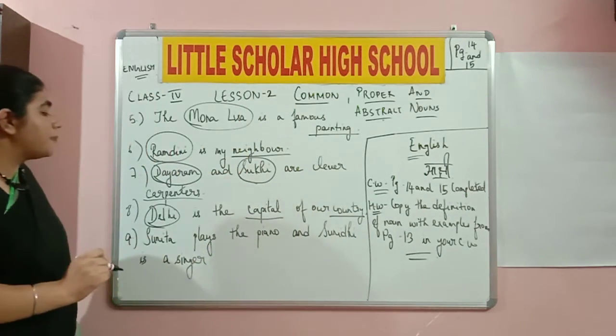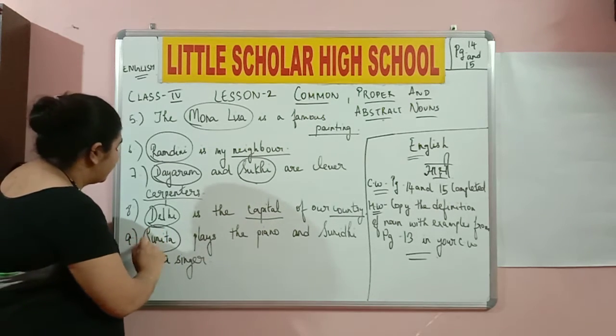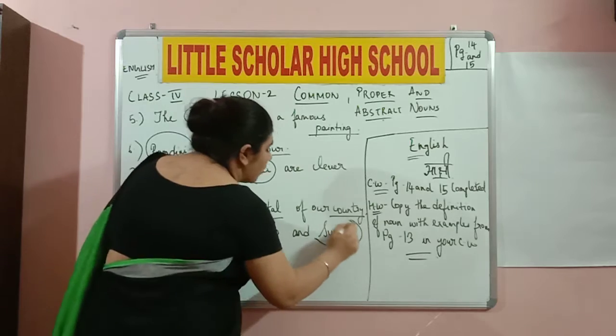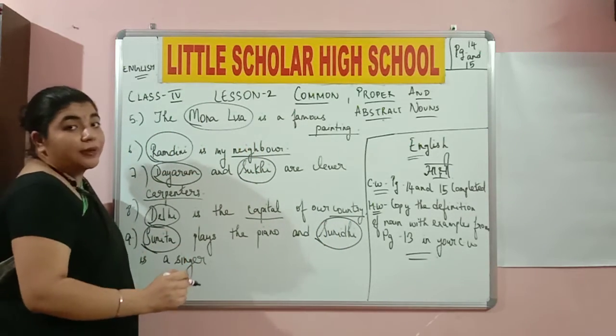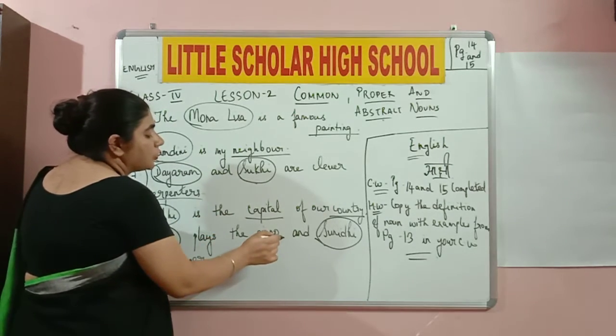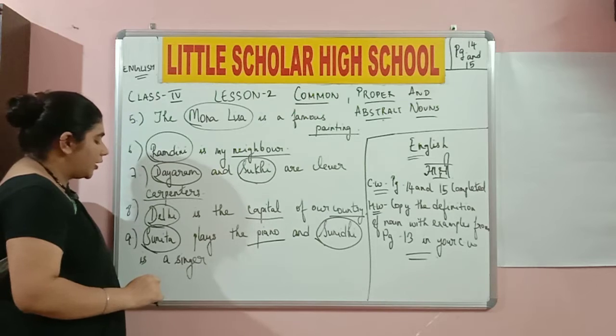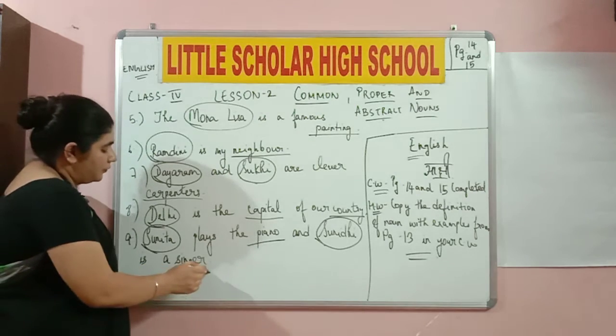Now, Sunita plays the piano and Sunidhi is a singer. Sunita is a name, Sunidhi is also a name, so both of them need to be circled. Plays the piano. Piano is a common noun given to a certain musical instrument. So what do you think? I should underline it. Okay, and singer. Singer is also a common noun for people who sing.